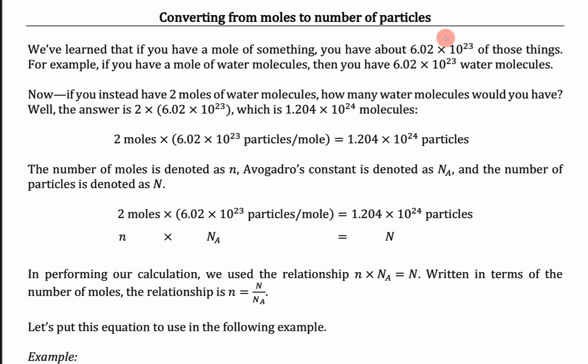And we learned a bit last week about why the number is so large. It's so large basically because this number is used to count atoms and molecules. And atoms and molecules, of course, are very small things. So whenever we're measuring numbers of atoms and molecules, that number is going to be very large.